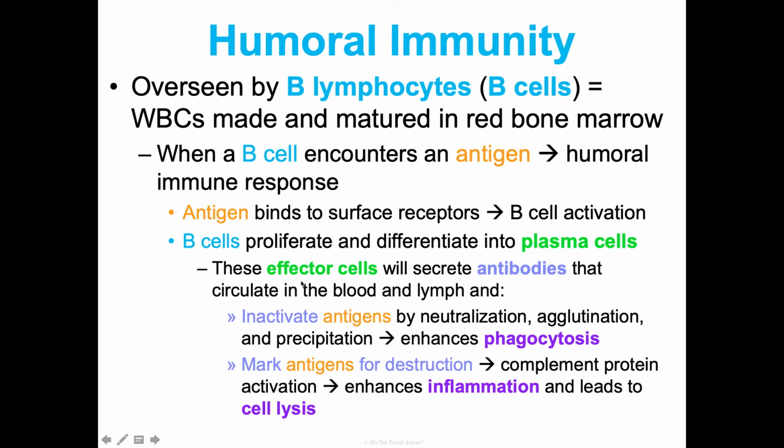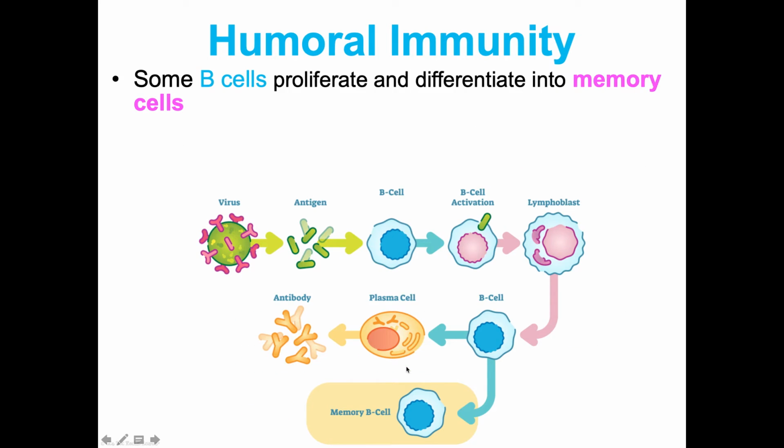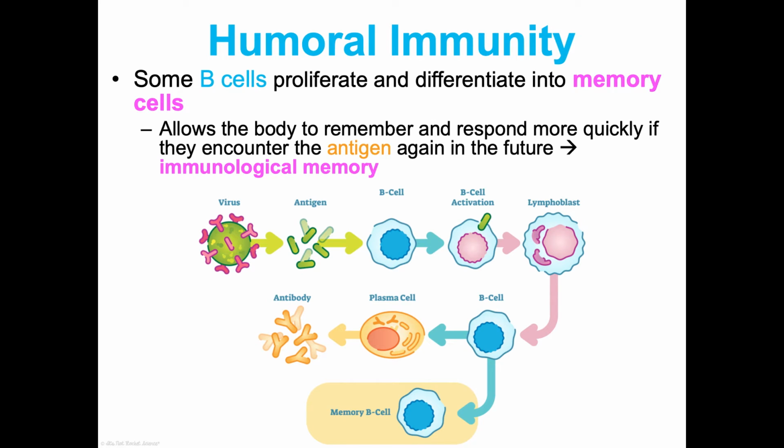So the plasma cells are the effector cells. They're going to be doing stuff with the antibodies. The other ones are going to become memory cells, and that's going to allow the body to remember and respond more quickly to whatever this antigen is if it encounters it again in the future. And so that's going to yield this immunological memory that is unique to the adaptive defense system.